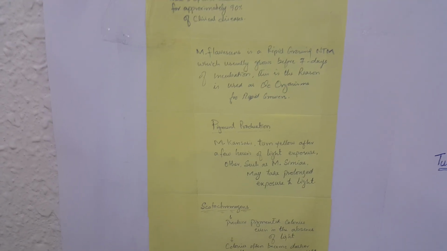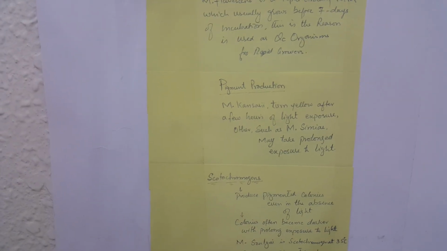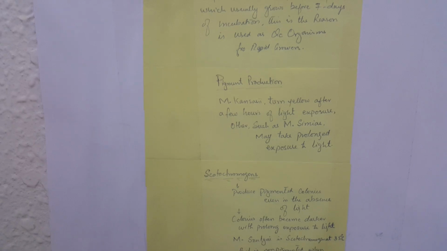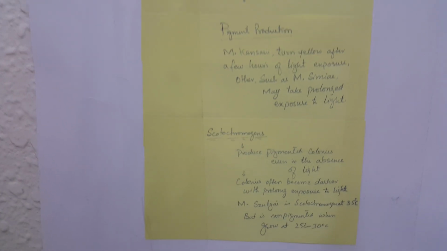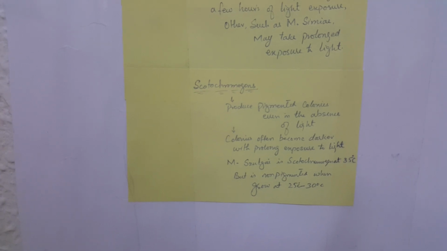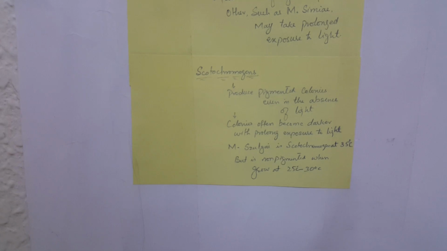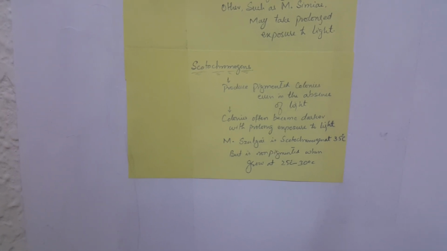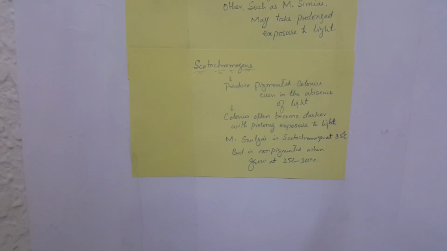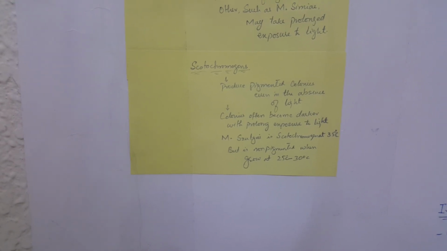Pigment production: M. kansasii turns yellow after a few hours of light exposure. Others, such as M. simiae, may take prolonged exposure to the light. Scotochromogens produce pigmented colonies even in the absence of light. Colonies often become darker with prolonged exposure to the light. M. szulgai is a scotochromogen at 35 degrees centigrade, but is non-pigmented when grown at 25 to 30 degrees centigrade.